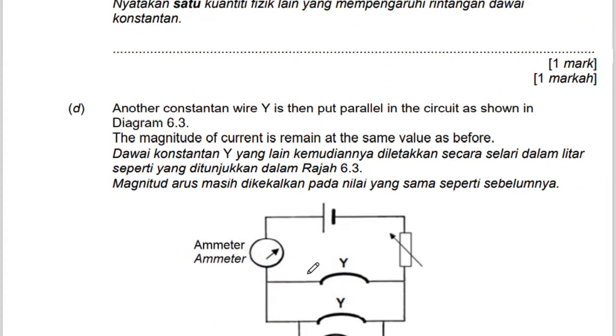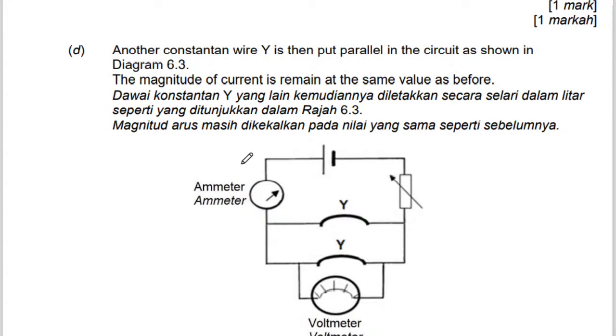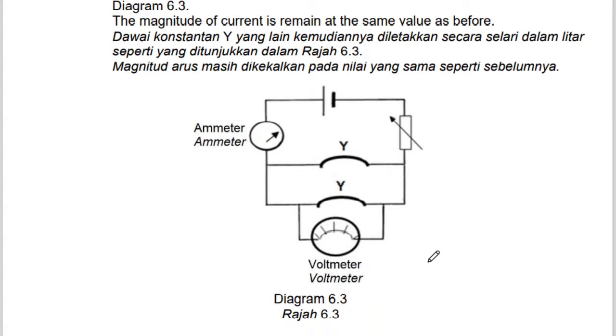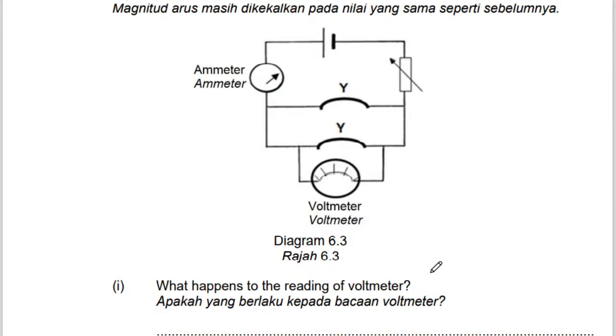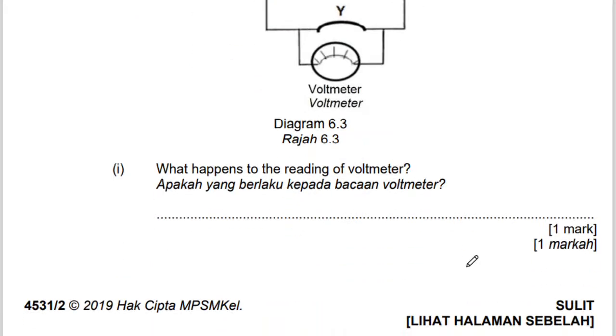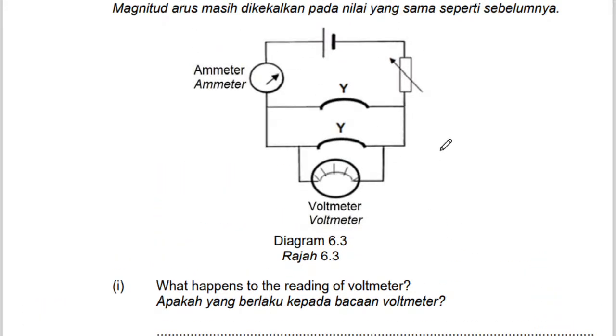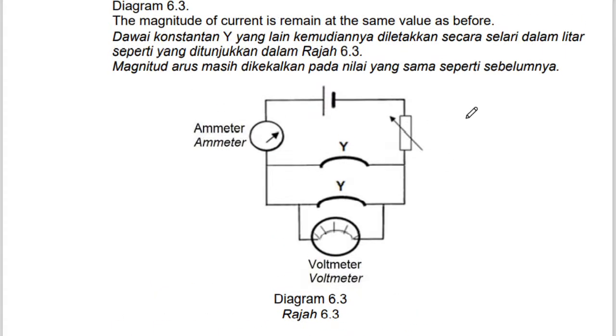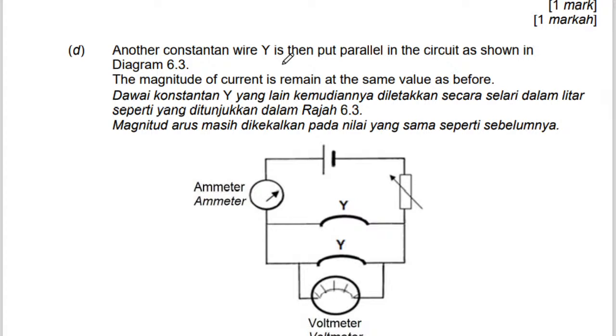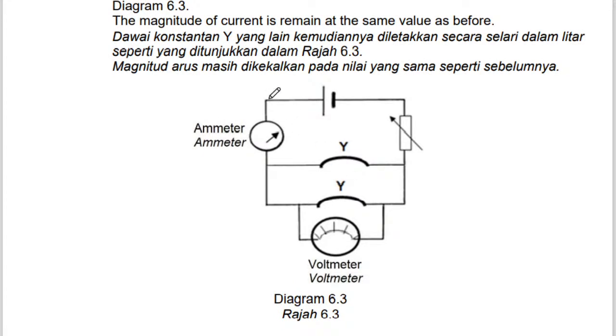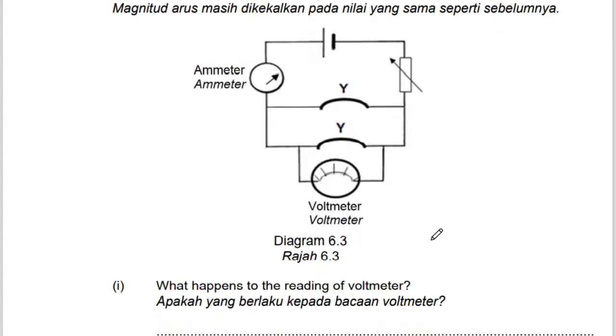Okay, next question. Another constantan wire Y is put parallel in the circuit as shown in diagram 6.3. What happened to the reading of the voltmeter? One mark only. Satu markah. So wire Y has the same diameter and is placed parallel, as shown in this diagram. So the magnitude of the current is the same. Now they ask you what happened to the voltmeter reading. Increase ke decrease?